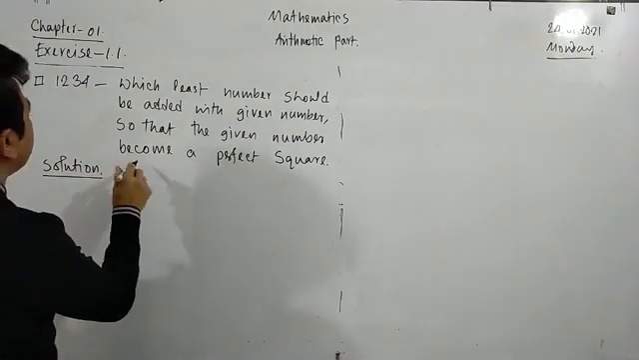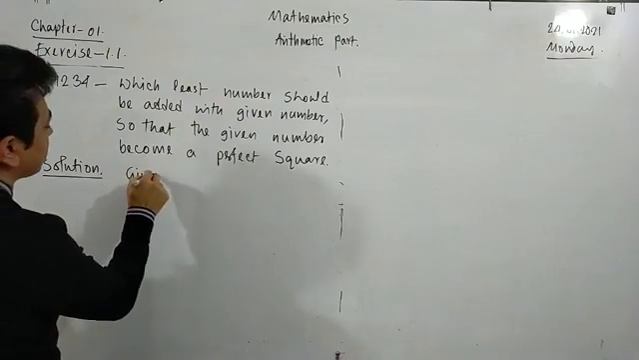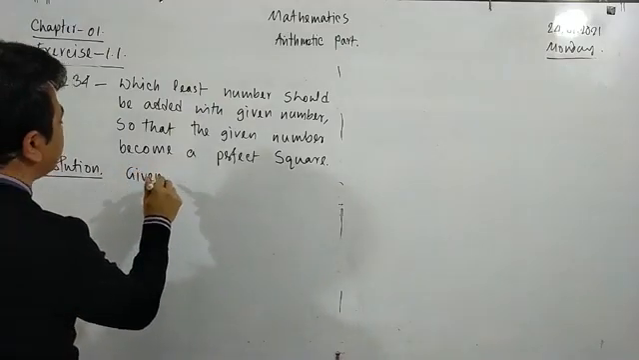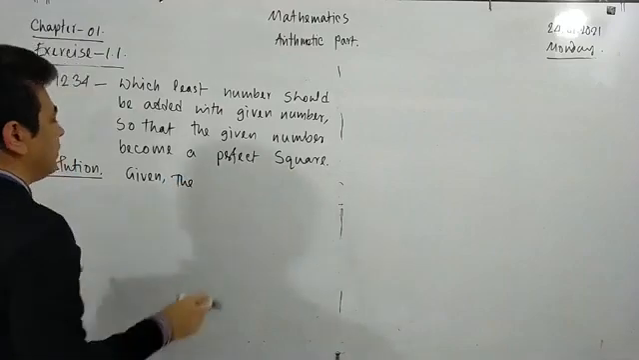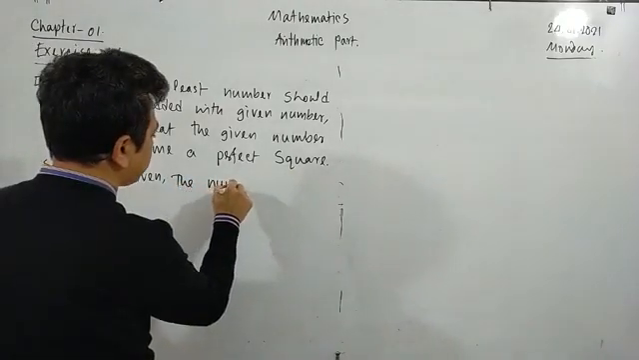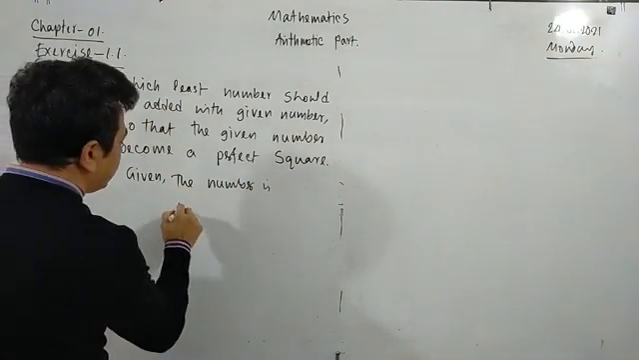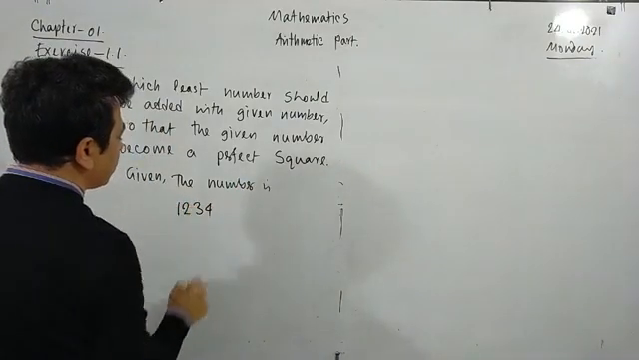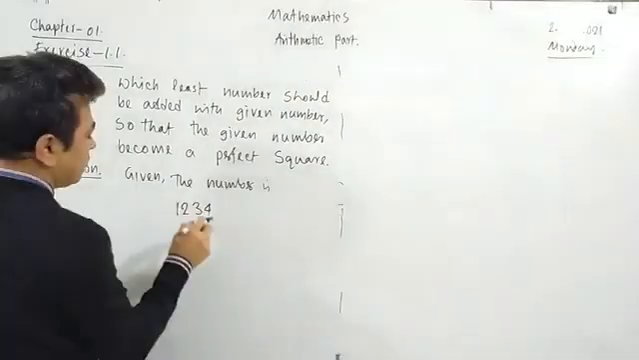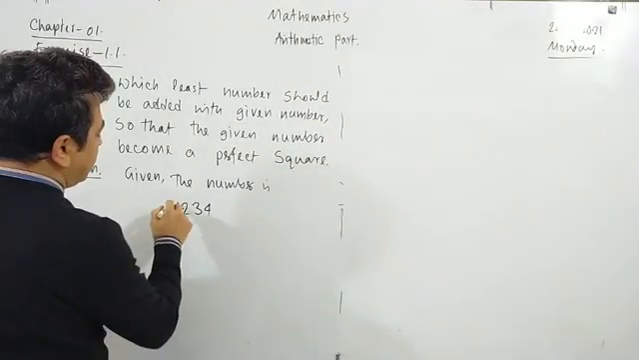Look, the given number is 1, 2, 3, 4. So 1, 2, 3, 4.